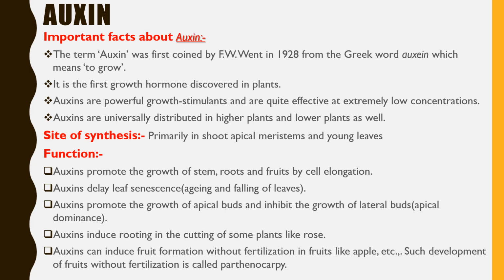Auxins can induce fruit formation without fertilization in fruits like apple, tomatoes, etc. Such development of fruits without fertilization is called parthenocarpy. Normally, fruits are formed after fertilization. But if fruits are formed without fertilization, then the process is called parthenocarpy.